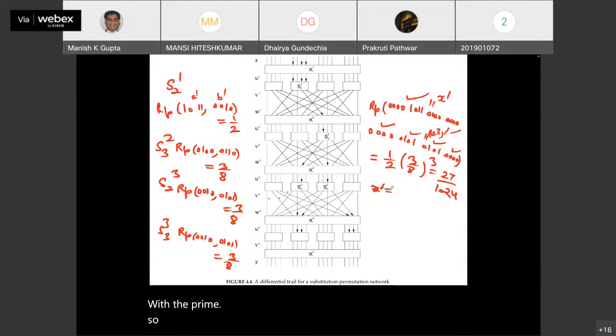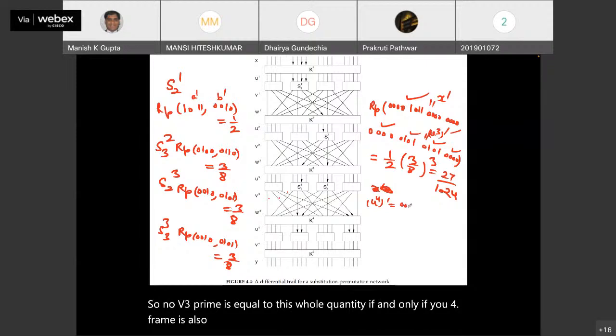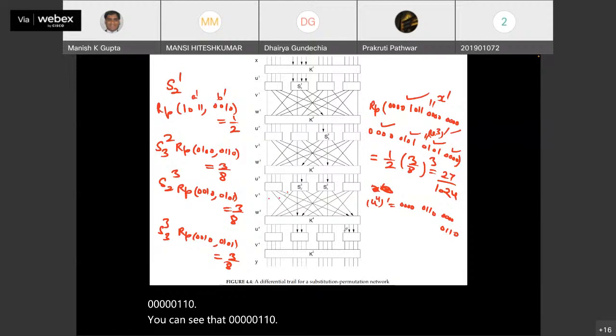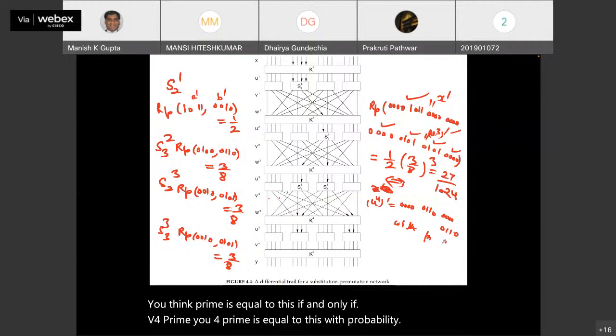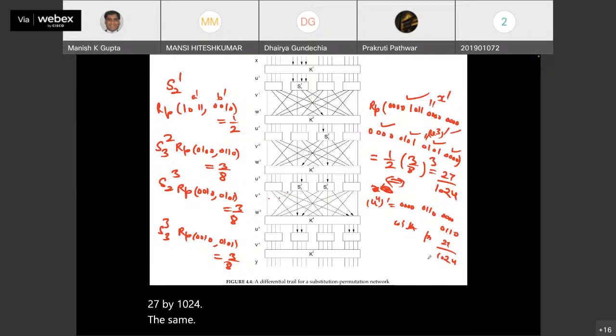So now V3 prime is equal to this whole quantity if and only if U4 prime is also the same thing, 0 0 0 0 0 1 1 0 0 0 0 0 0 1 1 0, right? U4 prime, same thing, because this is an input, that is output. And of course U3 prime is equal to this if and only if V4 prime U4 prime is equal to this with probability 27 by 1024, same. So note U4 prime is the exclusive OR of two inputs to the last round of S boxes.